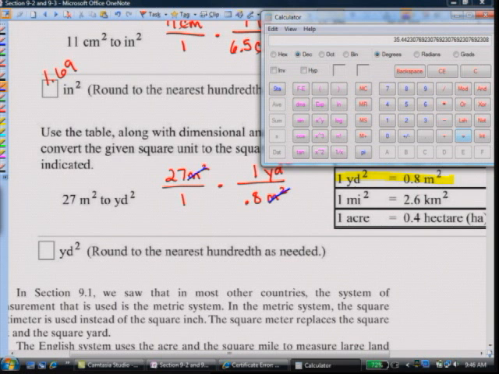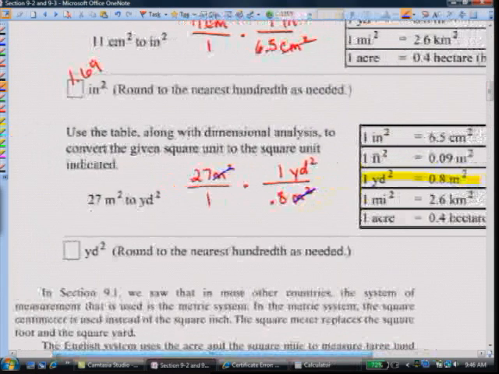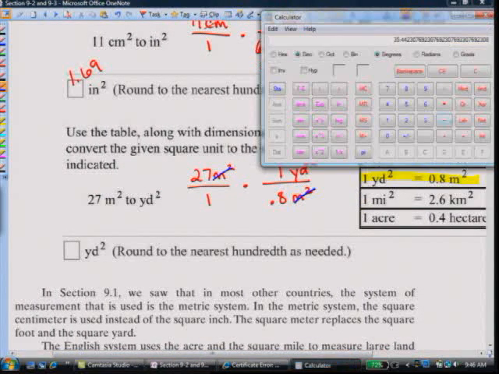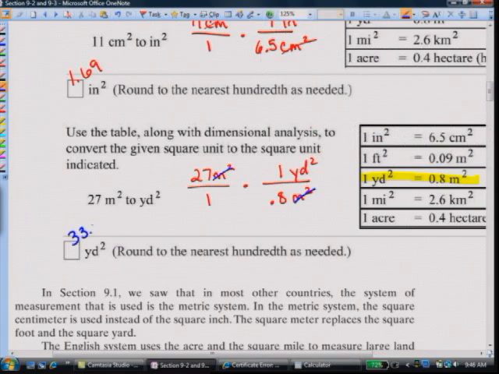which is 35.44. Or not. Did I calculate it wrong? So, yeah, 27 divided by 0.8 equals. How about that? Is that better? 33.75 yards squared. Sorry, I must have typed something wrong.